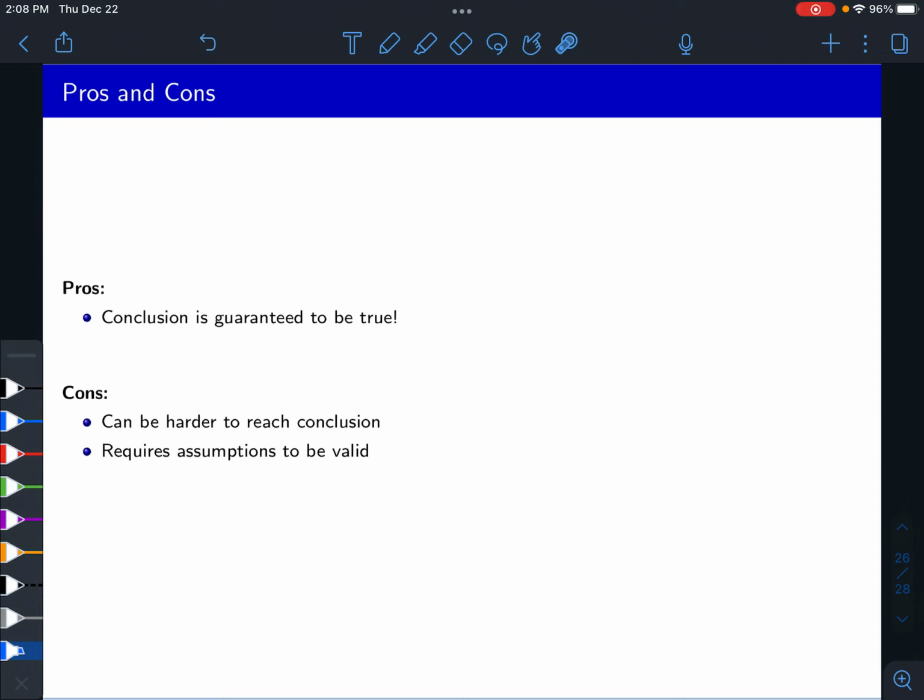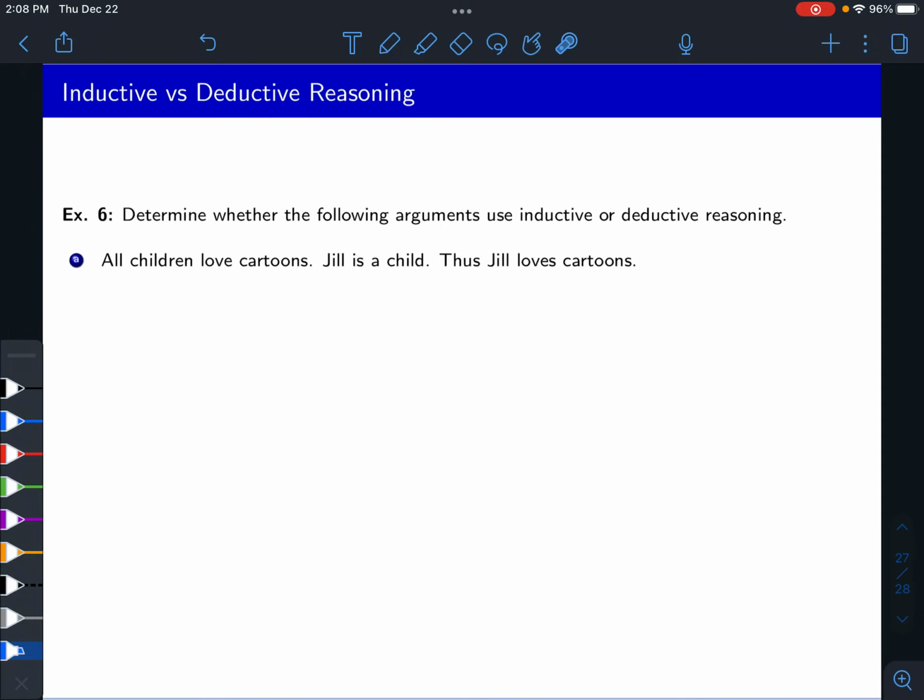And it requires your assumptions to still be valid. So this bullet here doesn't really apply to that previous example. It'll make more sense in some real world examples. Yeah, let's actually come back to that.